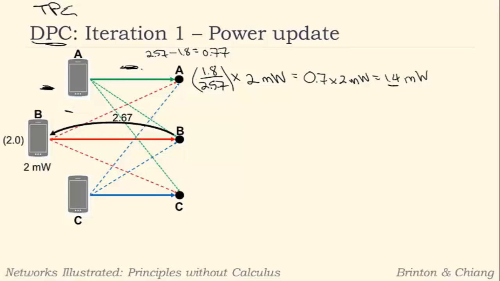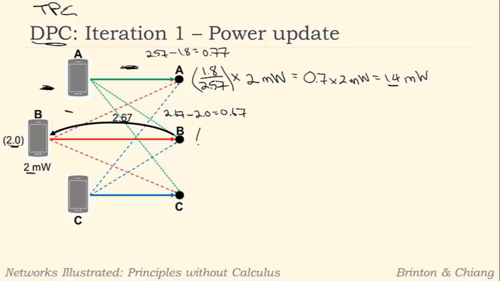B is going to feed back the SIR of 2.67 to the transmitter, and then it's going to look at its current transmit power of 2 milliwatts and its desired SIR of 2.0 and determine how it should update. The update formula is the same, and we have the same situation where the measured SIR is still too high right now. So 2.67 minus 2.0 gives us 0.67. It tells us how much higher it is than what it should be.